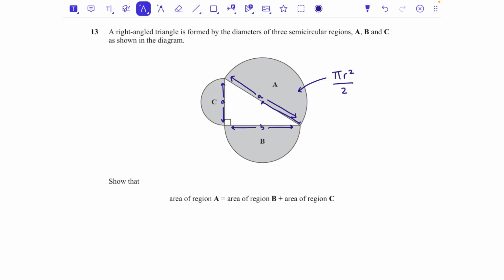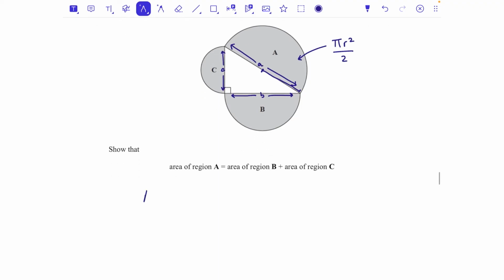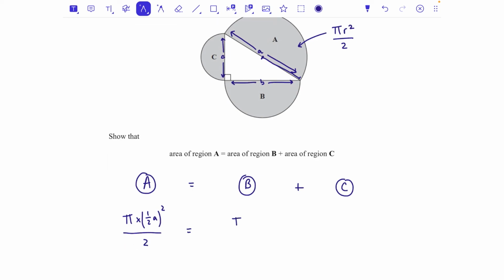So therefore, the area of A, let's do it down here, A equals B, add C. That's what they're asking me to show. So that's going to be pi times a half A squared divided by 2 equals pi times a half B squared divided by 2, add pi times a half C squared divided by 2. So that is what they're asking me to show.